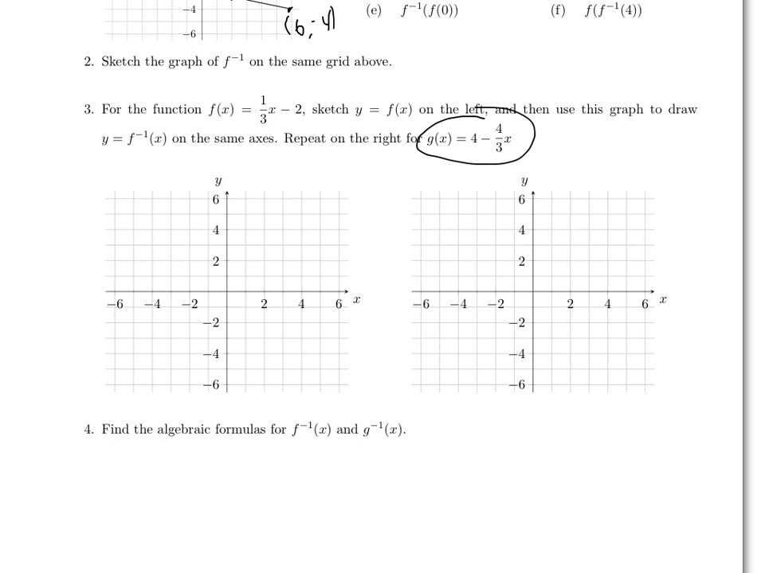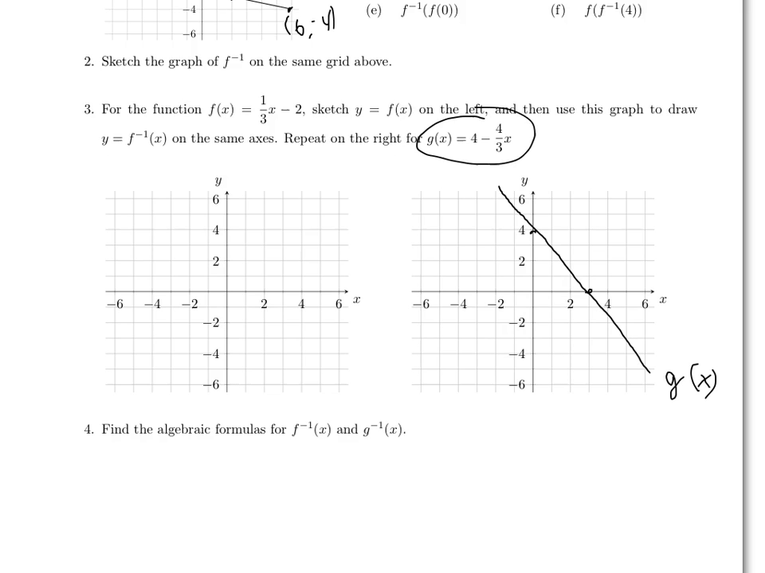We have, it goes to the point (0, 4), and goes to the point (3, 0), it looks like. So I'm just plotting a couple of points that are easy to plug in. So g of 0 is 4 and g of 3 is 0. So this is what the graph of g of x looks like.